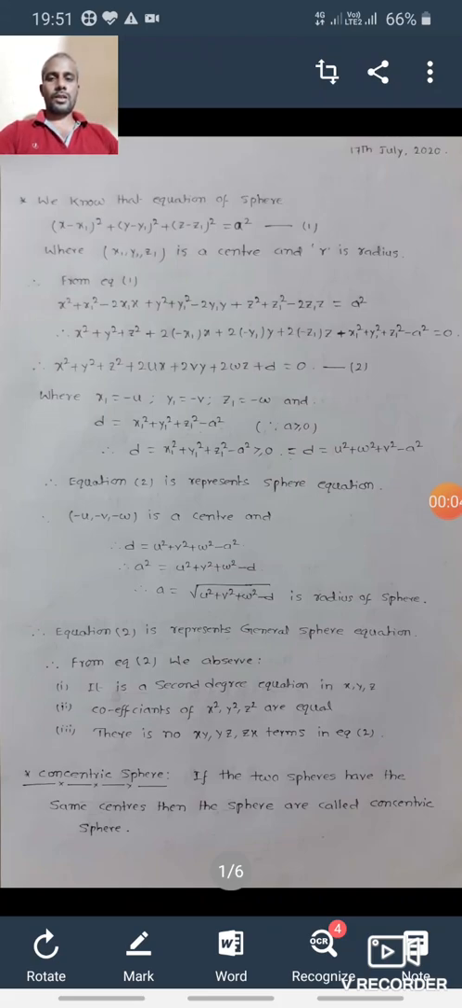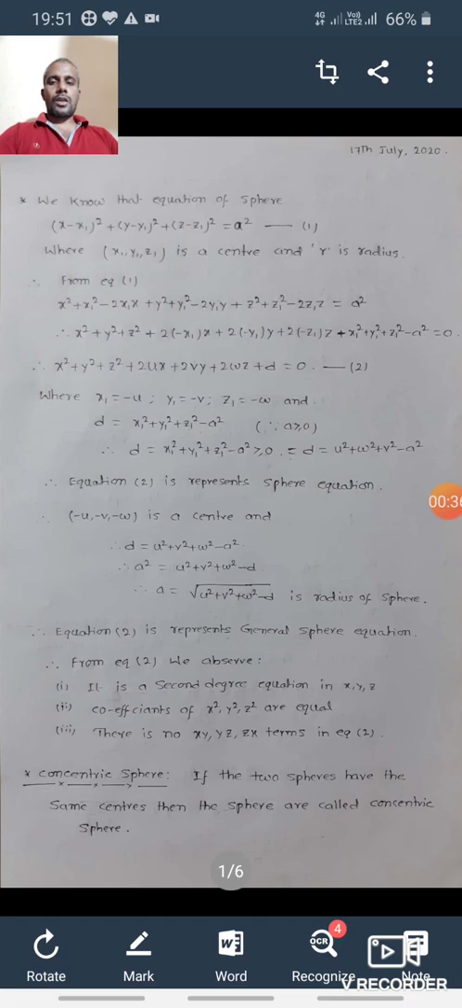Yesterday we discussed the definition of a sphere and solved some types of problems. Today we are also solving some different types of problems, but we already know the equation of a sphere, and from that we define the general equation of the sphere. How to determine the general equation of the sphere?